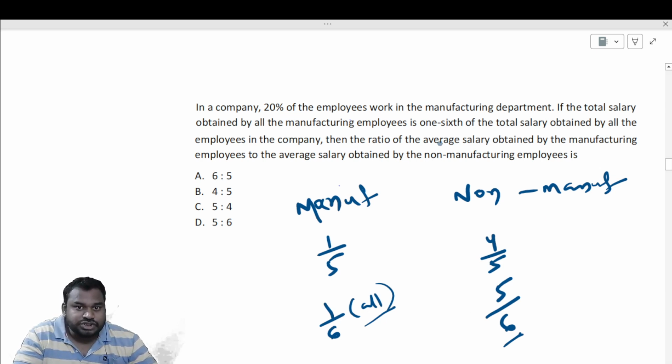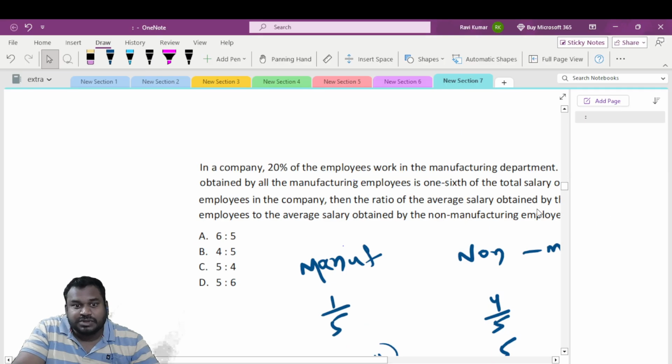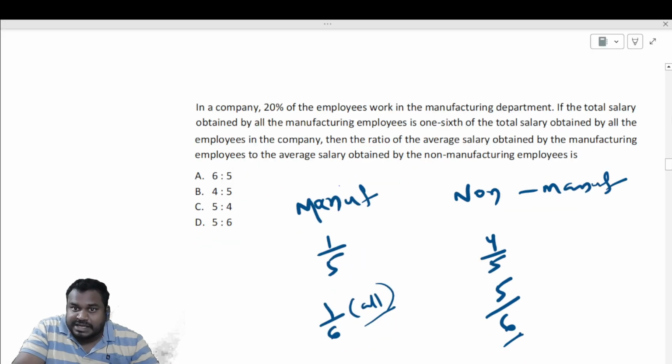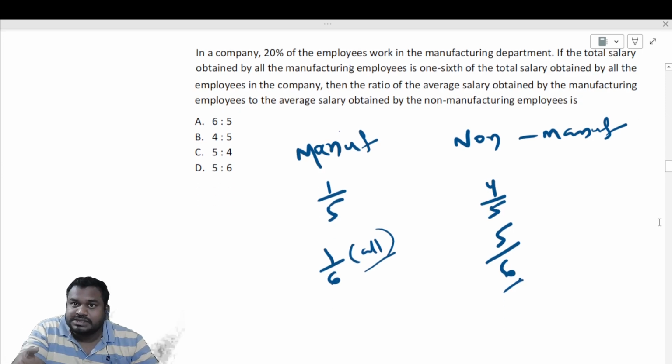Now, the ratio of the average salary obtained by the manufacturing employees to the average salary obtained by the non-manufacturing employees. Average is being asked. Average means what? How will you calculate average? Average is total salary, since he is asking the average for the salary. The total salary of manufacturing people divided by their number.